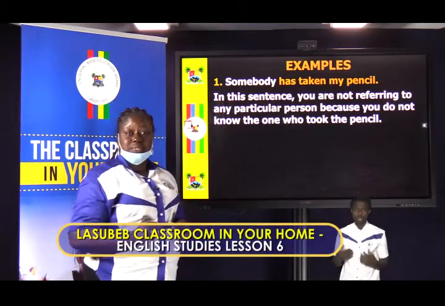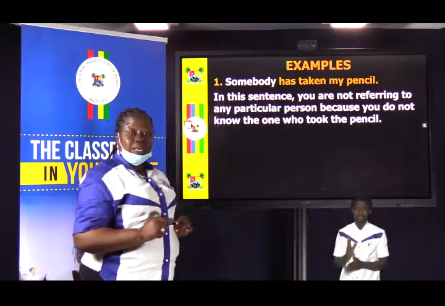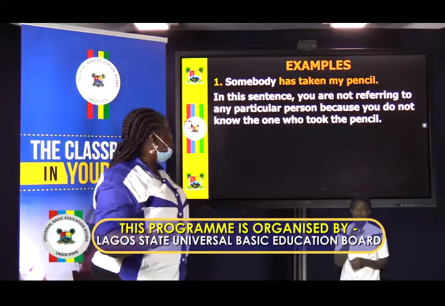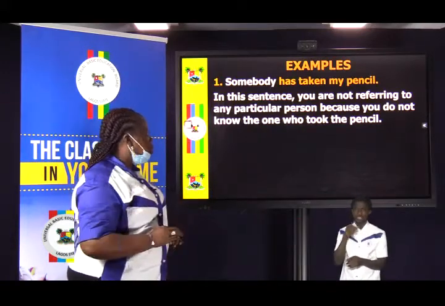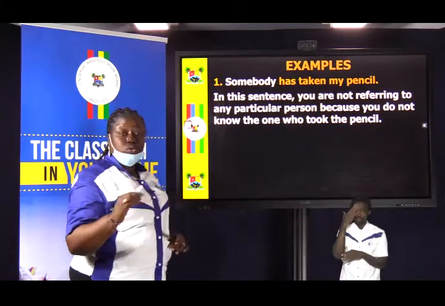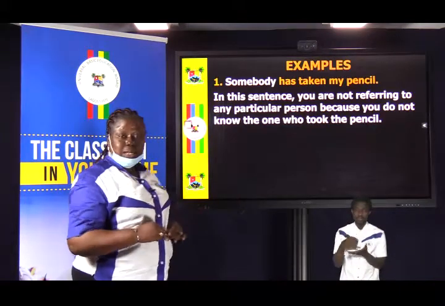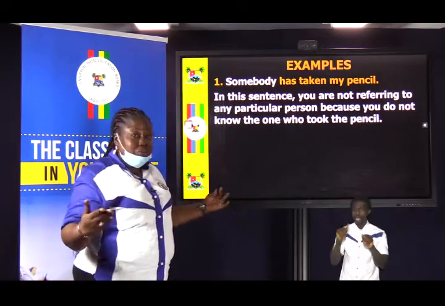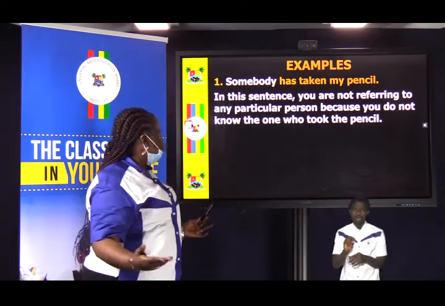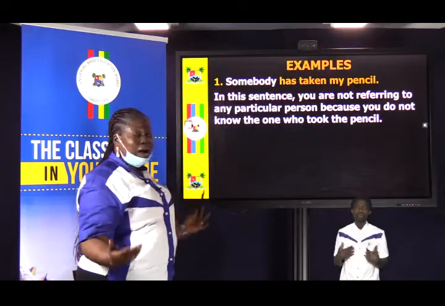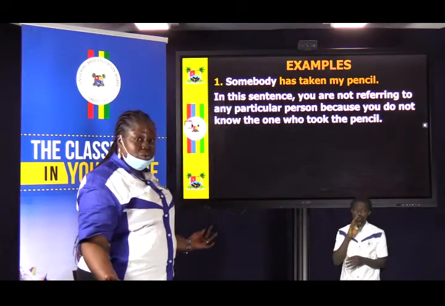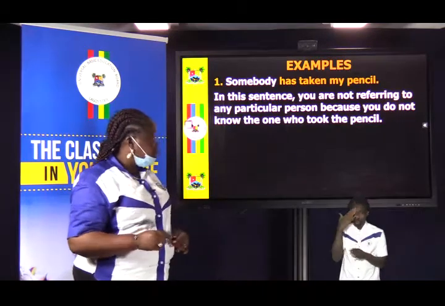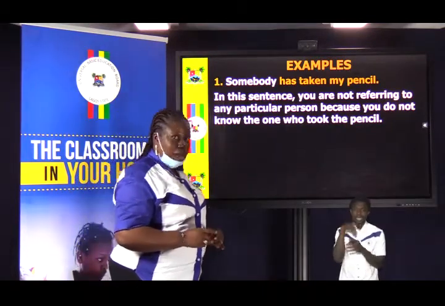Somebody has taken my pencil. In this sentence, you are not referring to any particular person because you do not know the one who took the pencil. Is it Biola? Is it Ayo? Is it Abdurrahman? You are not sure. You don't know. So you just said somebody has taken my pencil. You are not referring to any particular person because you do not know the person that took the pencil. Are we together?